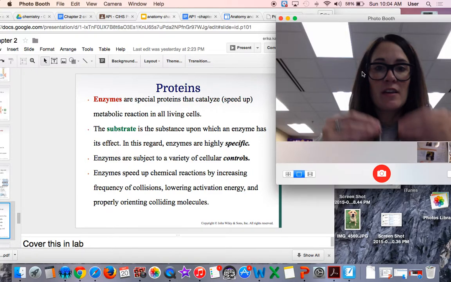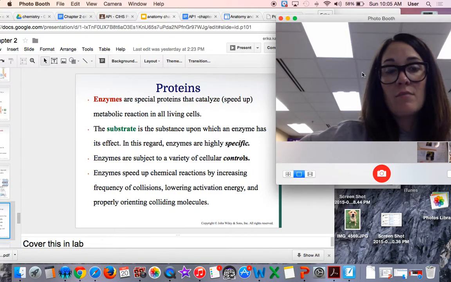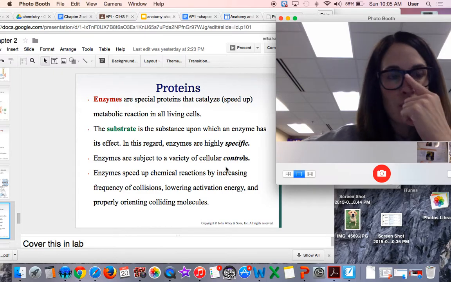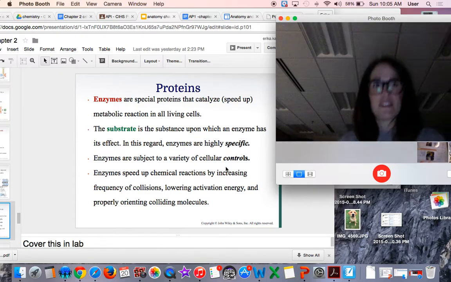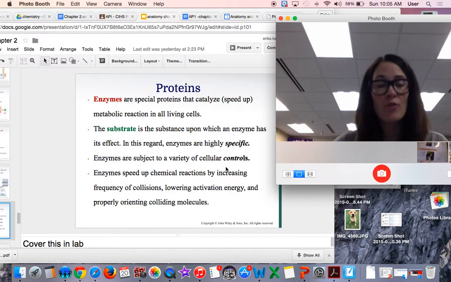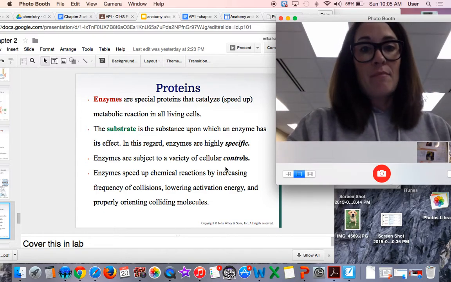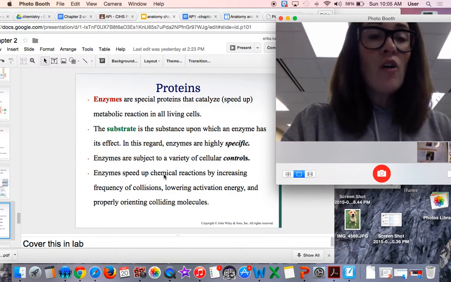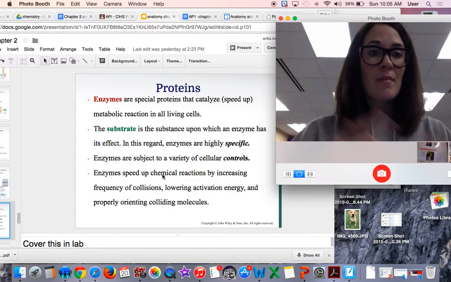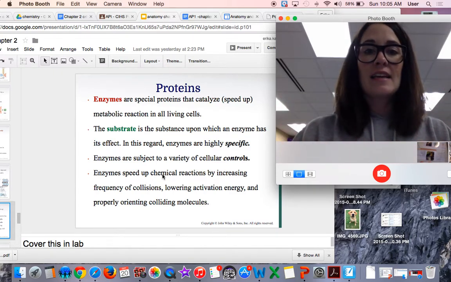Enzymes, because they can be very potent when they're working, are under a lot of cellular controls in the body. So they aren't turned on the whole time or off the whole time. Your body controls them. So how do enzymes speed up chemical reactions? How do enzymes act as a catalyst?